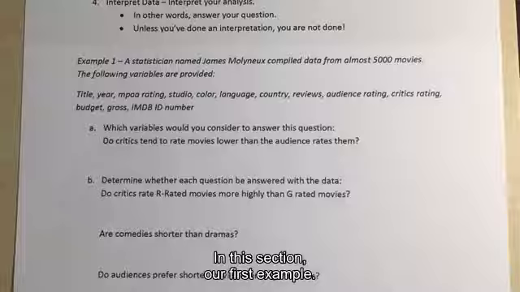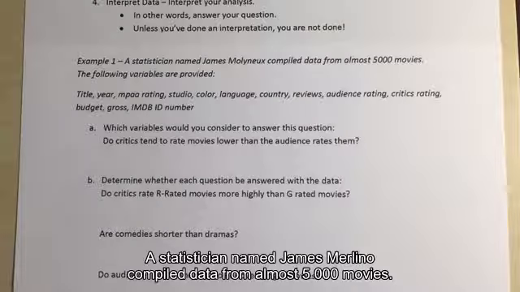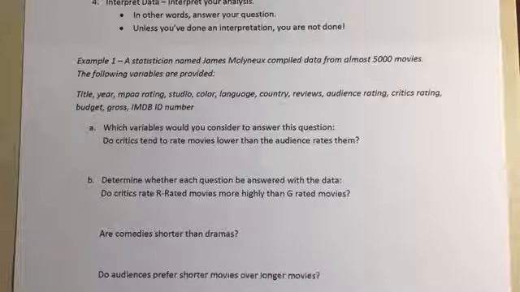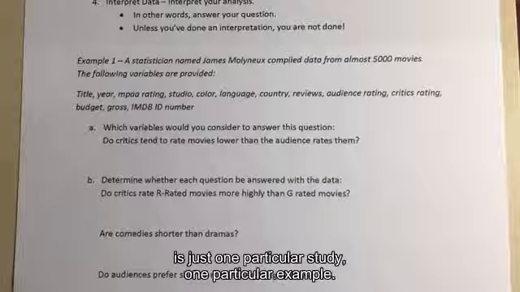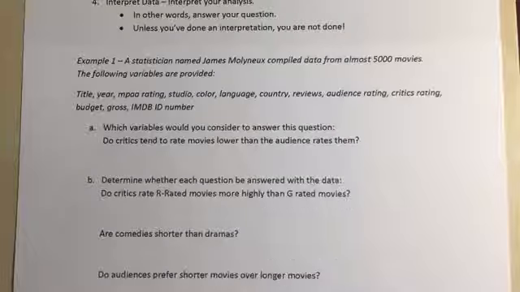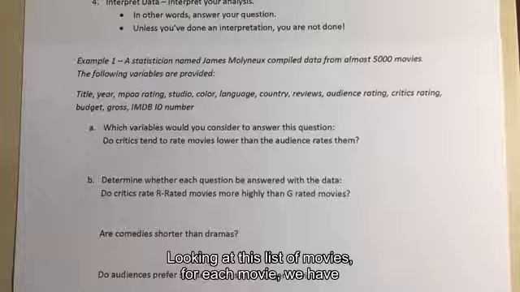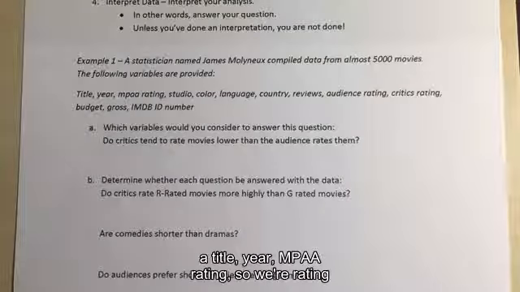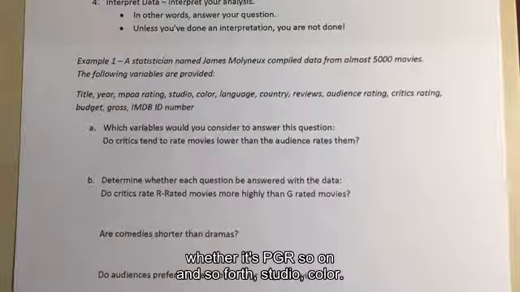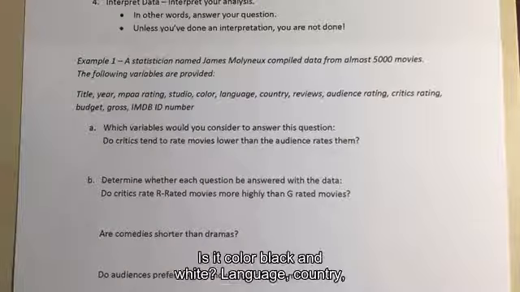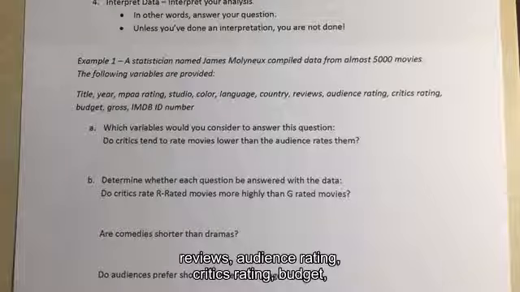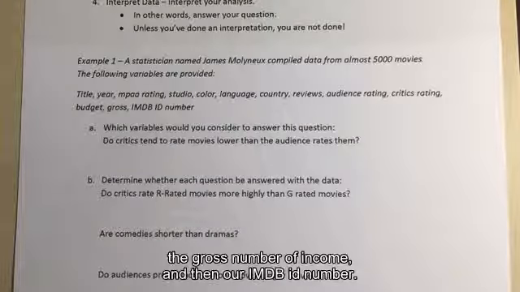In this section, our first example, a statistician named James Molyneux compiled data from almost 5,000 movies. The following variables are provided. These aren't necessarily all of the variables, but this is just one particular study, one particular example. Looking at this list, for each movie we have a title, year, MPAA rating, so whether it's PG, R, and so on. Studio, color, so is it color or black and white? Language, country, reviews, audience rating, critics rating, budget, the gross number of income, and then our IMDb ID number.